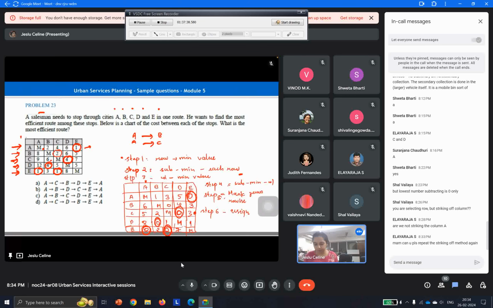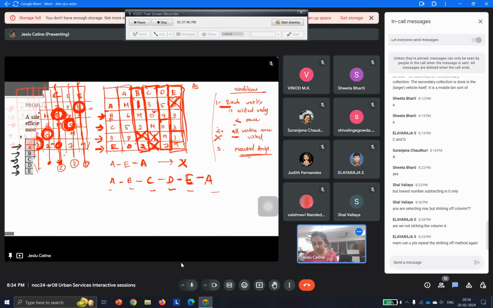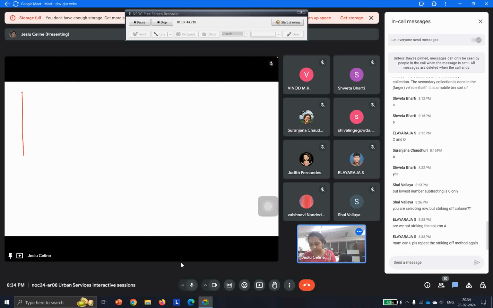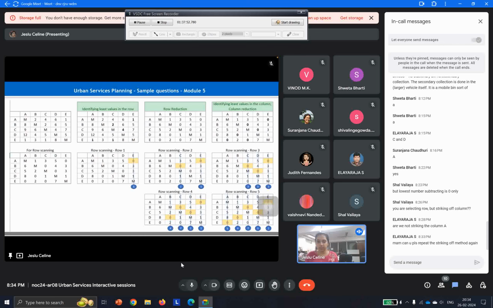I'll just explain from this one onwards. I'll just repeat it. Or maybe I think I have it in the slides here. I've put it down here, so this is what I explained. So I'll just repeat it. I'm not drawing it again. I'll just repeat it with this. The whole process I'll repeat very quickly.